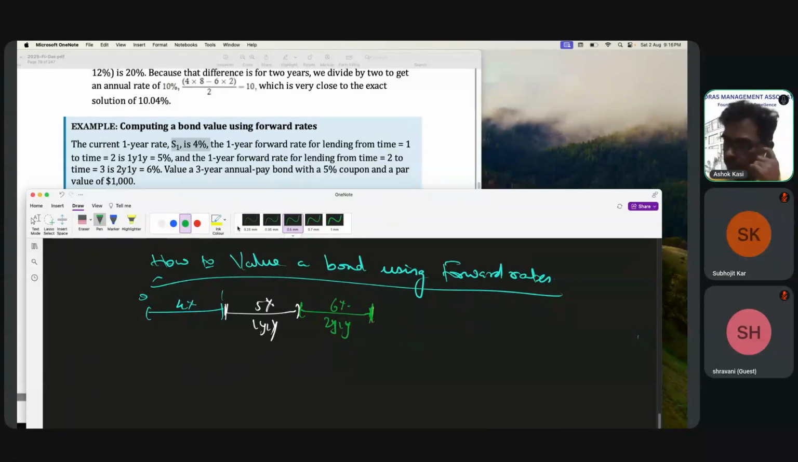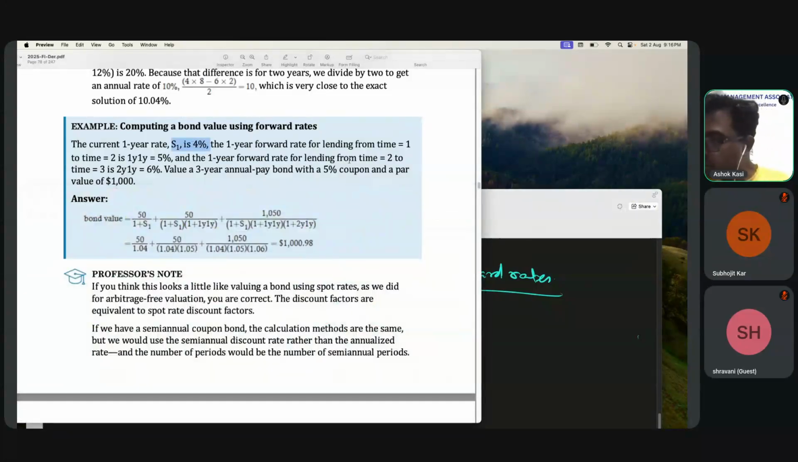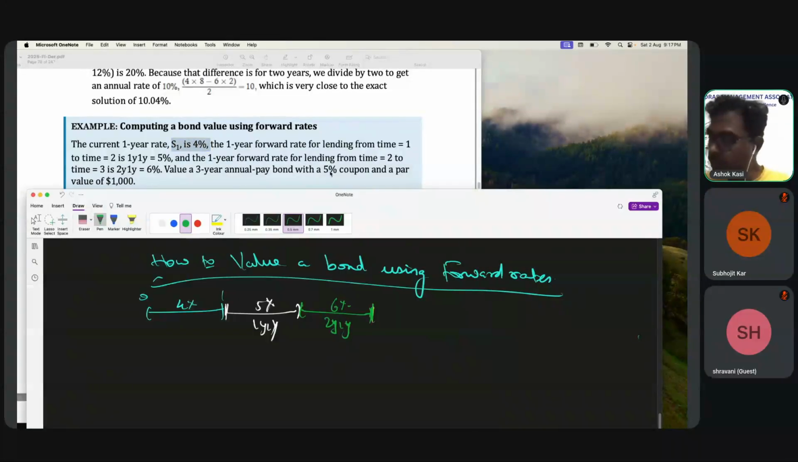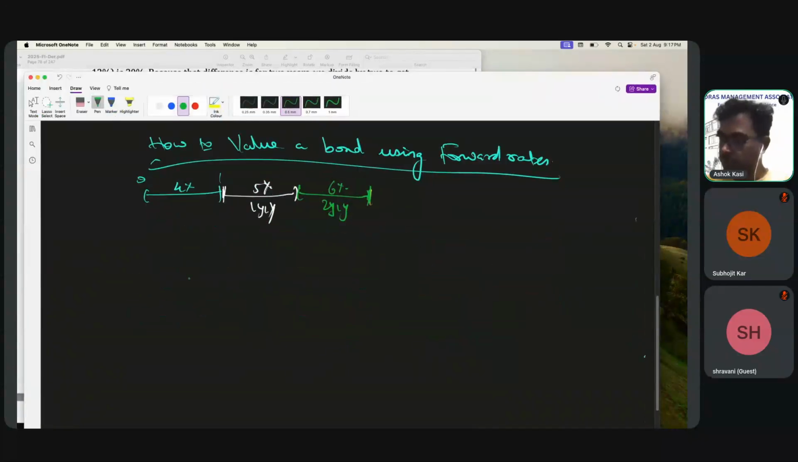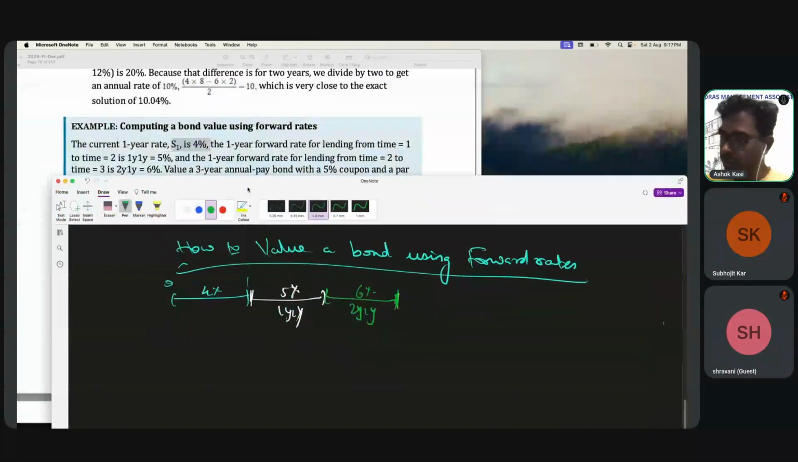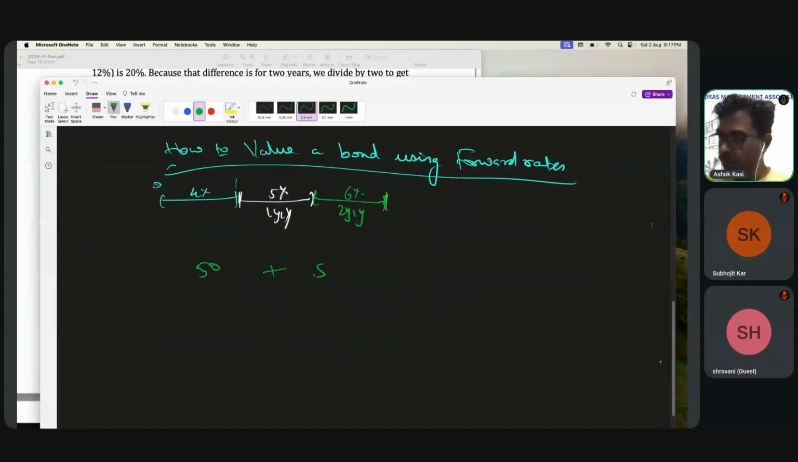So now how do I value? What is the coupon? 4%. No, the coupon is 5 percentage and it is a 3 year bond. Par value 1000. So 5 percentage means 50, 50 and 50 plus 1000. This is the cash flow divided by 1 plus the forward rate. This is 4 percentage, the first one.